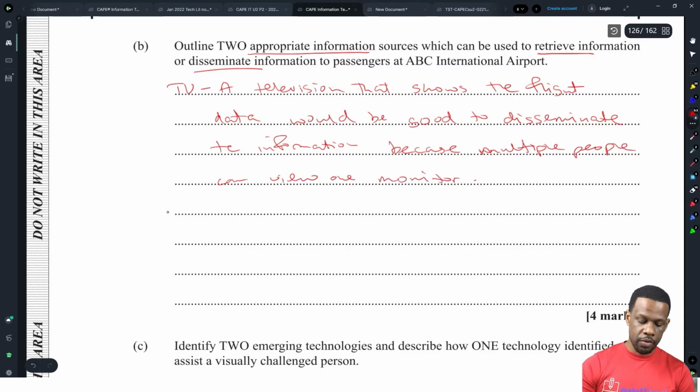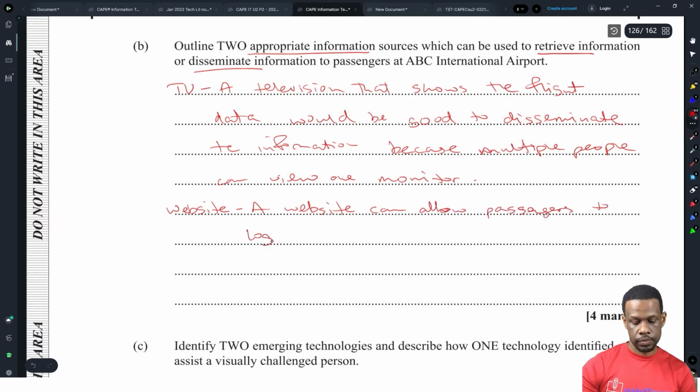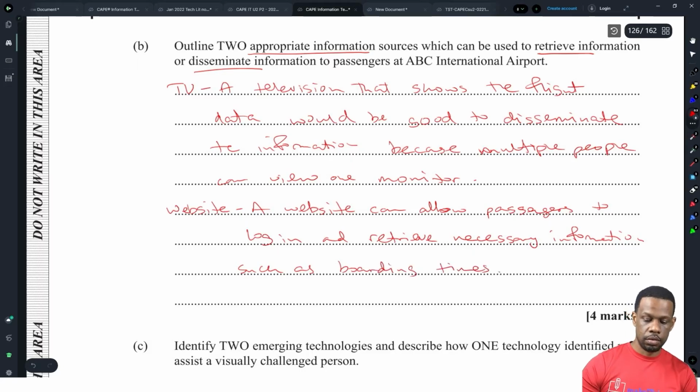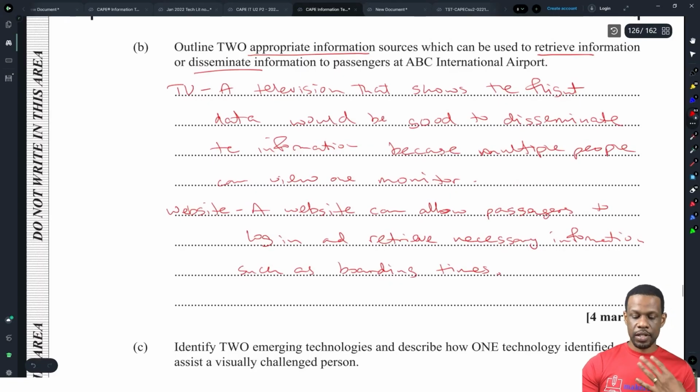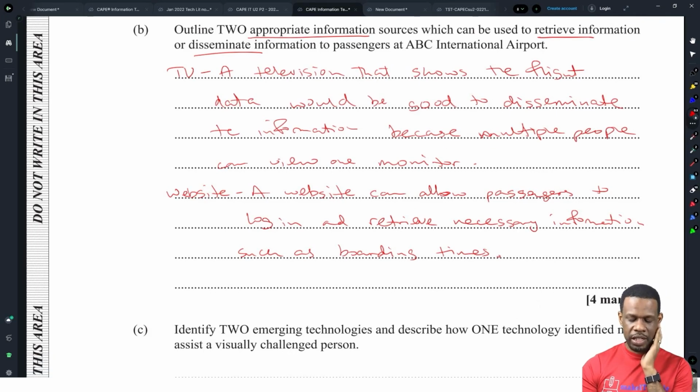To retrieve information, they can have a web page, a website. A website can allow passengers to log in and retrieve necessary information such as boarding times. Work hard for our 4 marks here. Yes, anything about disseminating or receiving information. So you could receive the information via the TV, you could receive the information via announcement over the airport. The announcement one may not be too appropriate, but okay.